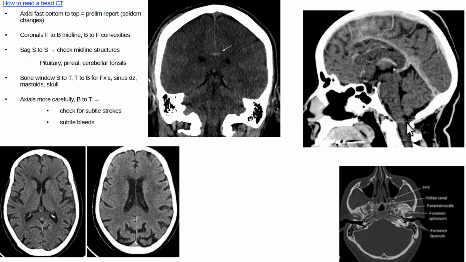And I make sure the tonsils are not below there. Okay, that could be a tonsillar herniation with mass effect, or it could be something called a Chiari malformation. I take a close look at the pituitary, make sure there's no pituitary tumor.